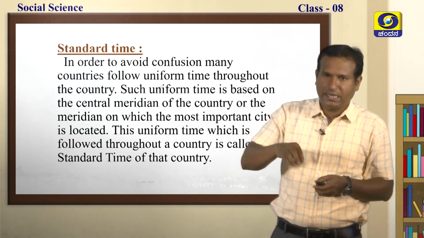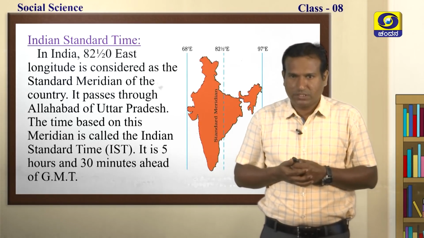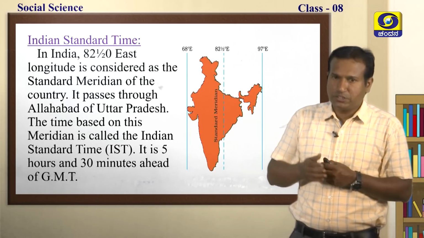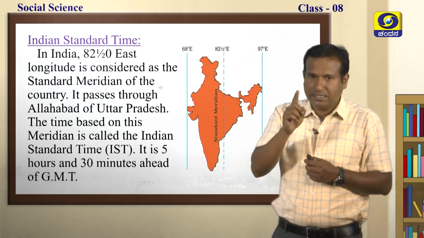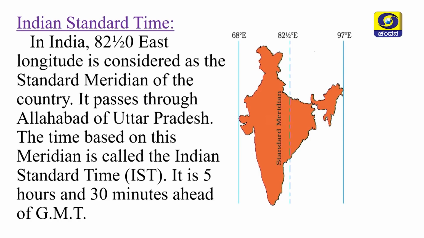For example, let us come to India. Let us discuss Indian Standard Time. You can look at that. There is a longitude passing near Gujarat, about 68 degrees east. The other longitude, at the edge of India, we can see is 97 degrees east. Now India has to fix the standard time. That is why we have taken the center point between 68 degrees and 97 degrees. Which is the center point? The 82.5 degrees, which passes through Uttar Pradesh at Allahabad. In India, 82.5 degrees east longitude is considered the standard meridian of the country. It passes through Allahabad of Uttar Pradesh. The time based on this meridian is called Indian Standard Time.